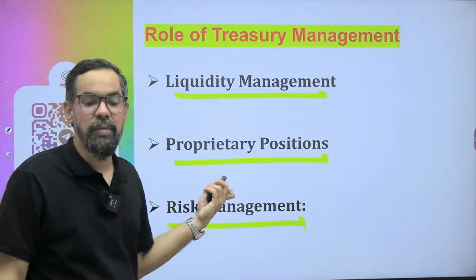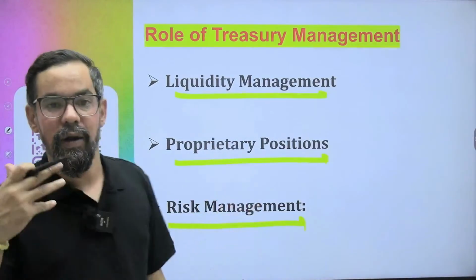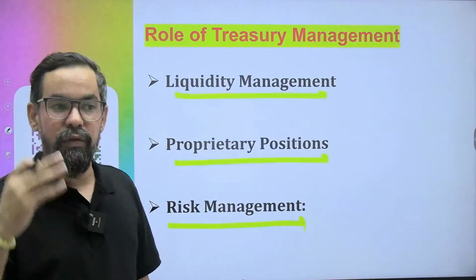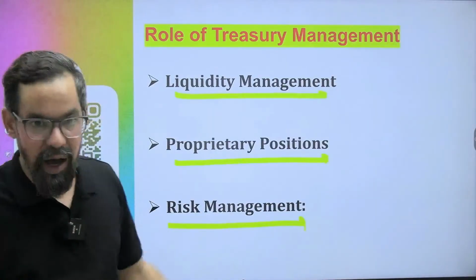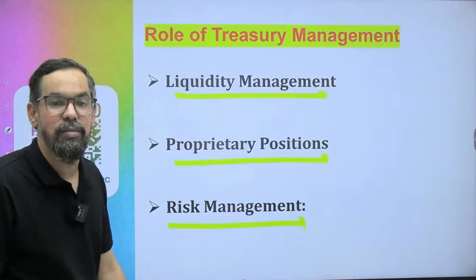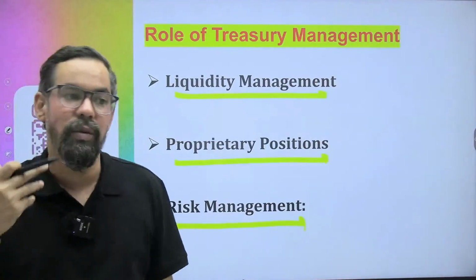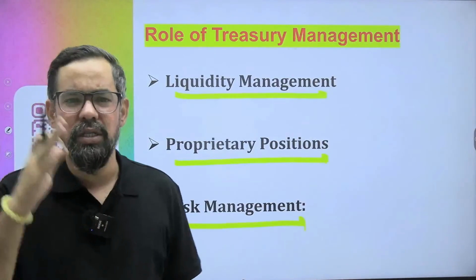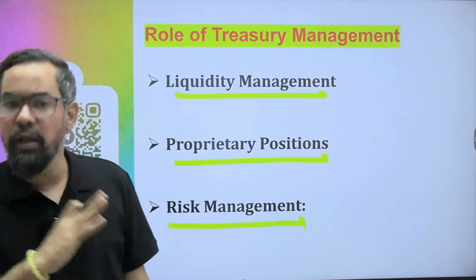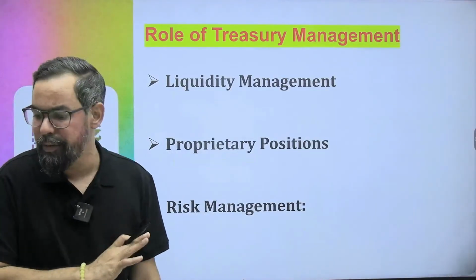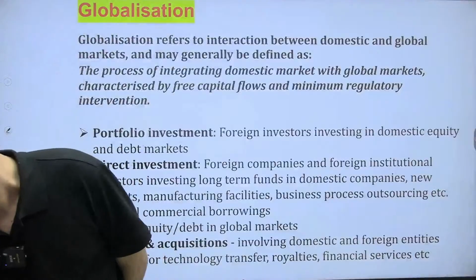Proprietary position means a bank-owned position in derivatives, equity, forex or any other market. And risk management is where we generally do some sort of hedging, to manage liquidity risk, market risk, or different types of risk. They generally get managed through this. Correct.